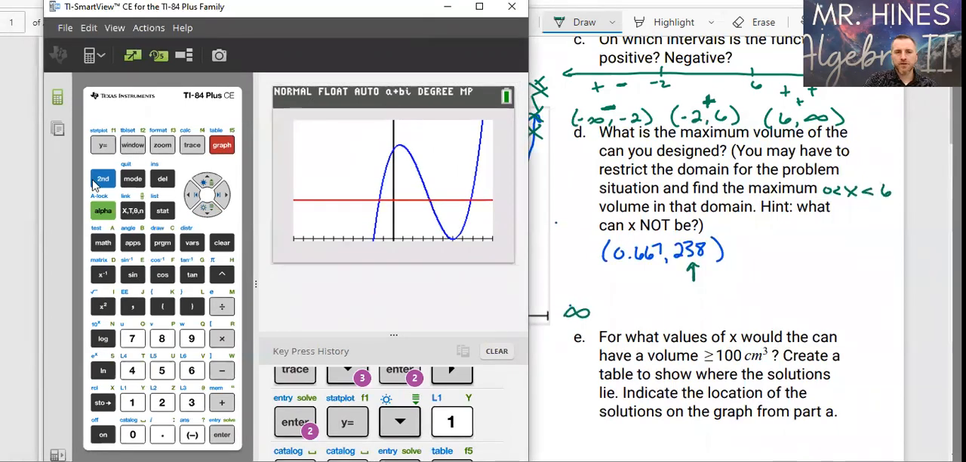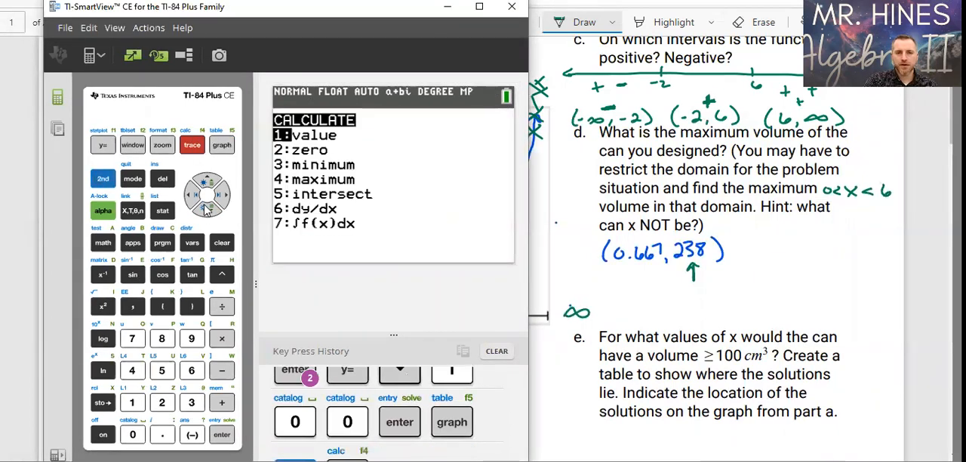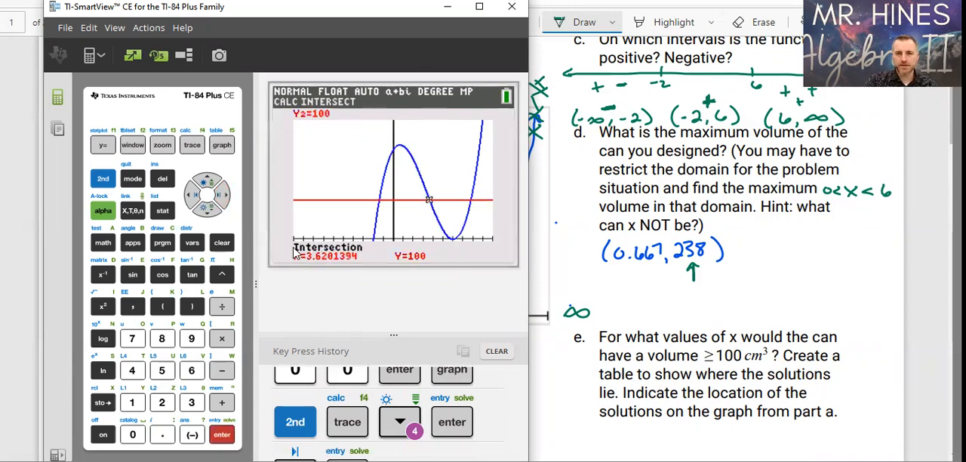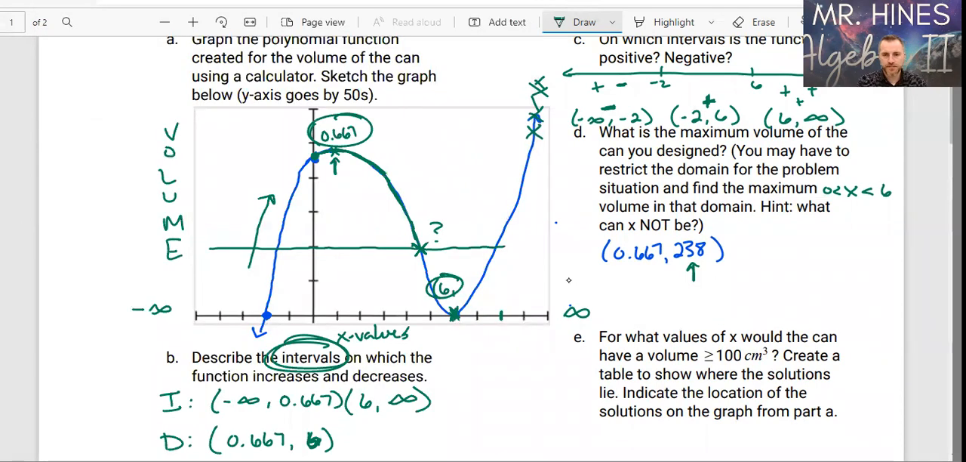And then you can do second trace, and we can find out where those points intersect, or our calculator can for us. You just need to move the cursor over in that direction and then hit enter 3 times, and it tells you intersection 3.6, 100. 3.6.